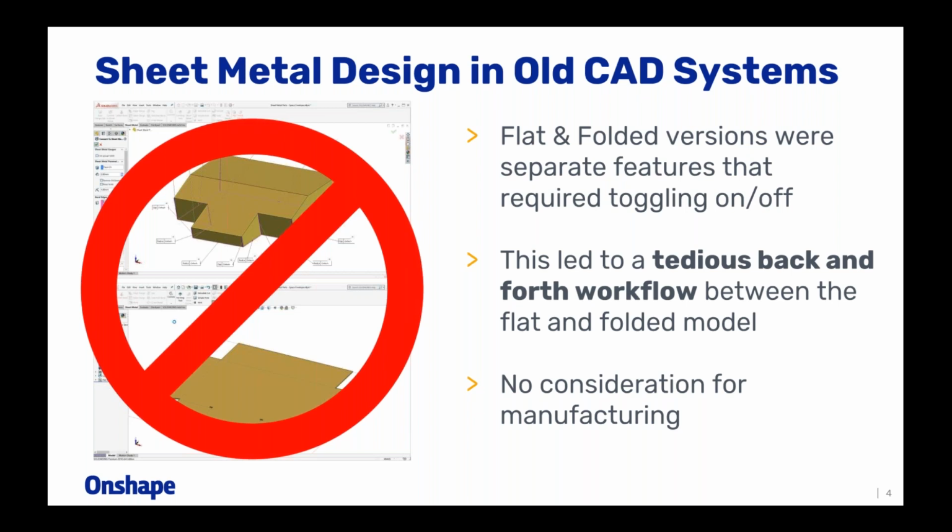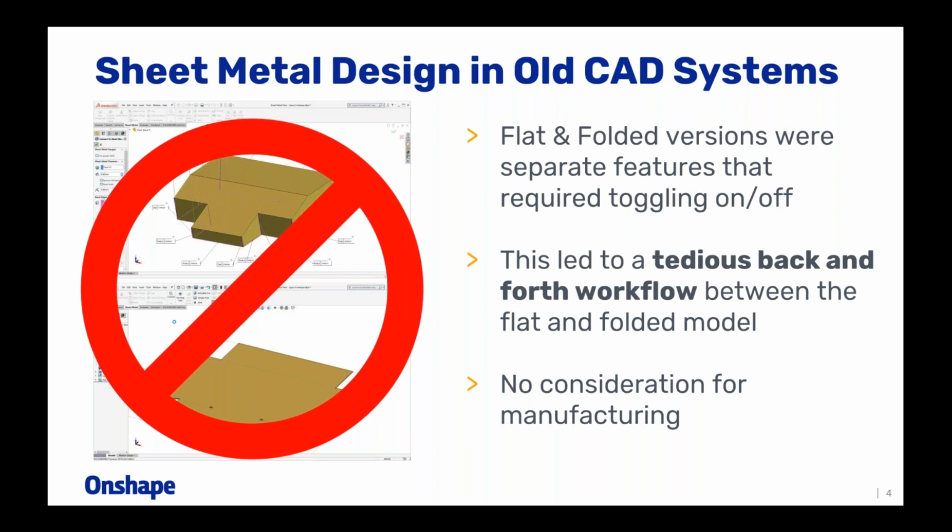The fear being, if they make several changes to their sheet metal part and then flatten, they'll realize that they have to go all the way back to the beginning, essentially. So it has always led to a tedious back and forth workflow. If you have to go between or toggle on and off your flat and folded model, it really is a slow process where you may not understand the implications of the feature until after you accept it, flatten it, and look at what the end result is.